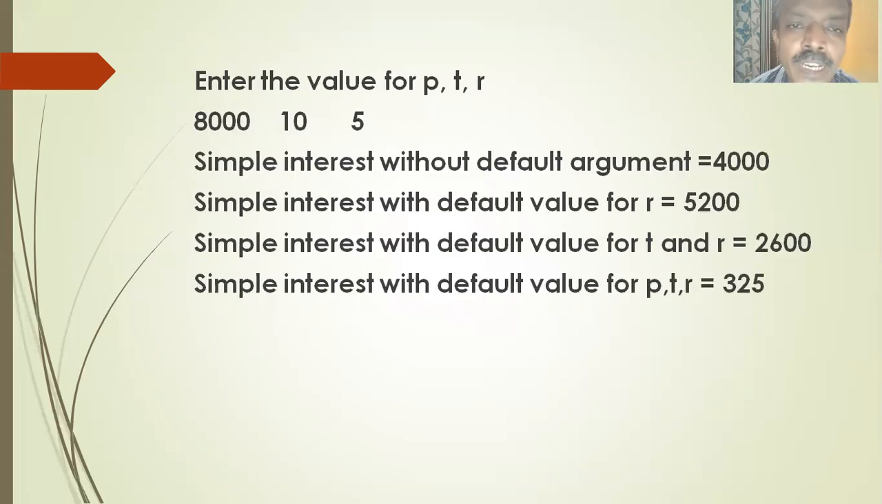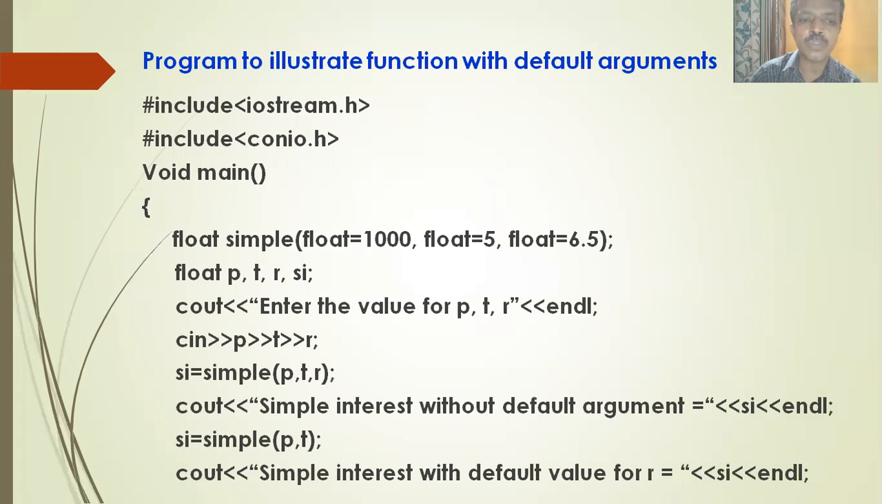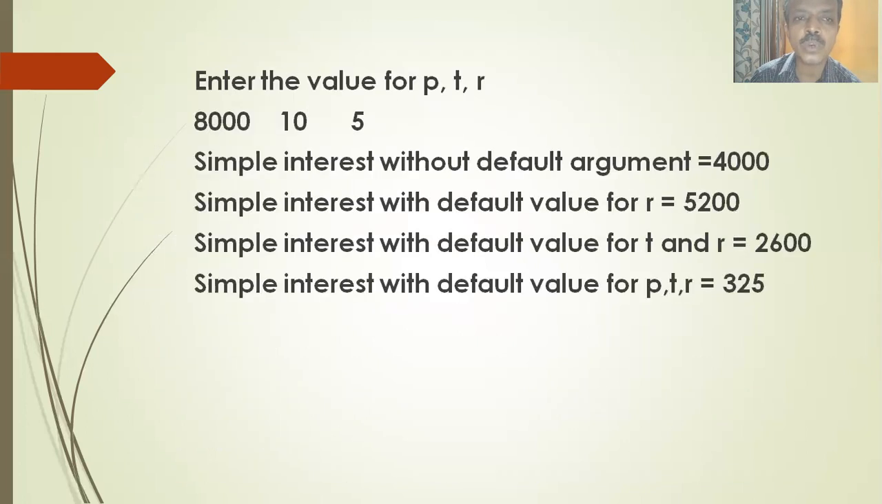Now, enter the values for P, T, R as input. Suppose you have given P equal to 8,000, T equal to 10 and R equal to 5. Here, in the first case, you are calling the function SI equal to simple PTR. So it will calculate simple interest for 8,000, 10 and 5. It becomes 8,000 into 10 into 5 by 100, that is equal to 4,000.